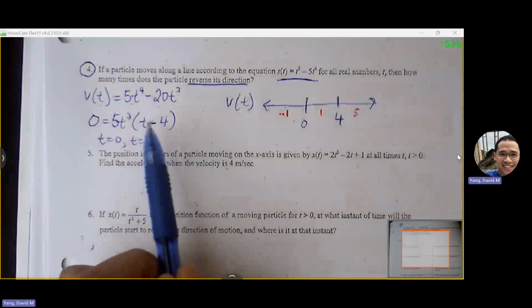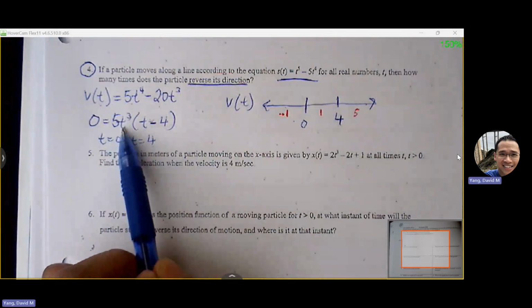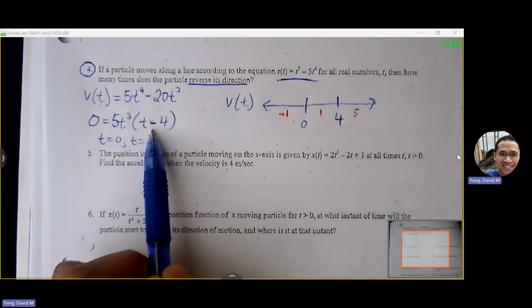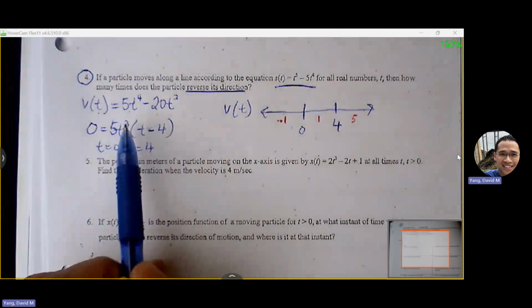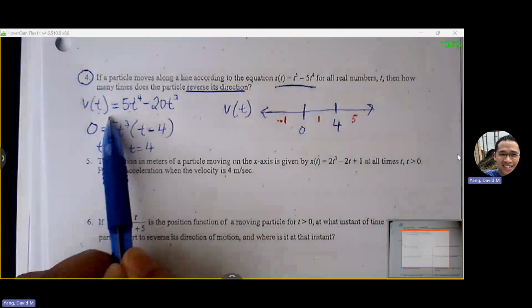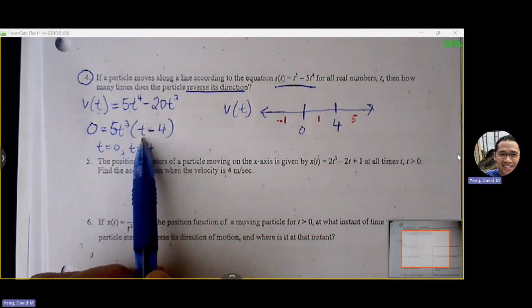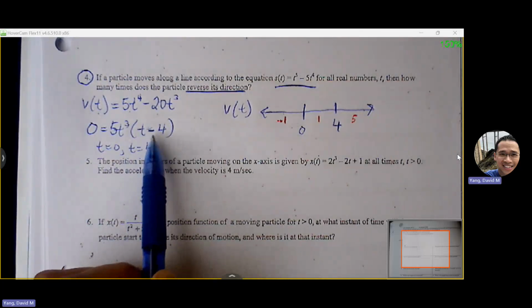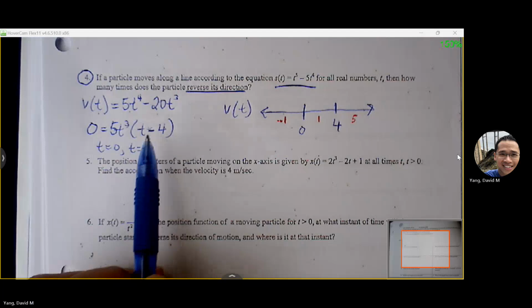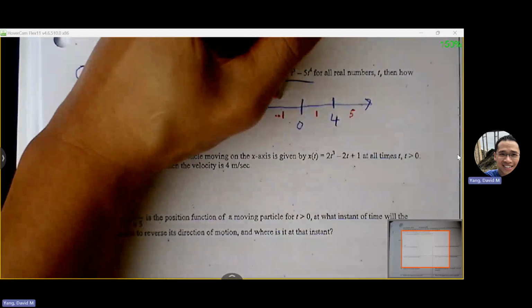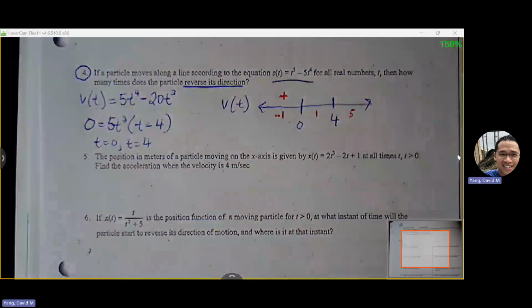So I'm going to plug -1 into my velocity function. I don't care about the velocity value, I just care about the sign. So if I plug -1 in for t, what do I get here? Positive or negative? Negative. If I plug -1 in here, I also get negative. Two negatives makes what? Positive. So that means in this interval, my object is moving to the right. I'll do positive to indicate it's moving to the right.